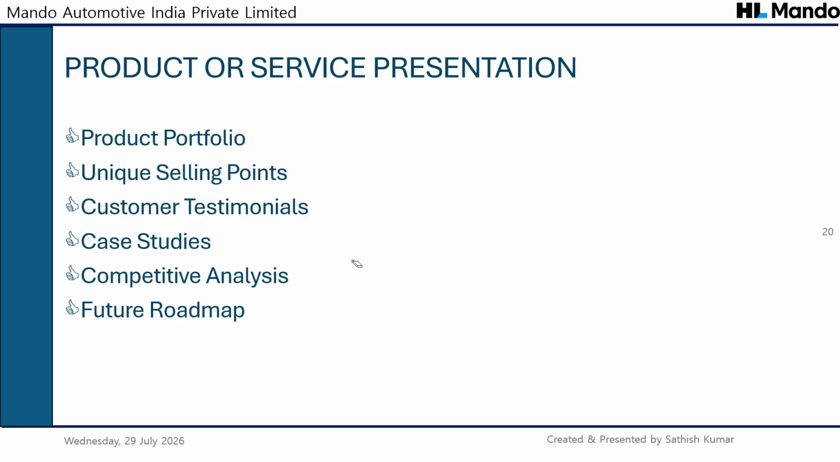Control P again for drawing. But instead of drawing, can I highlight something? For example, this USP, unique selling points. I want to highlight that word, that particular sentence.